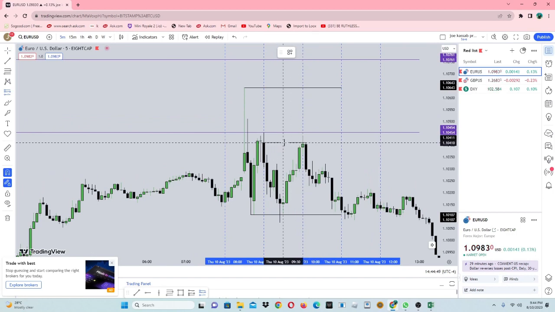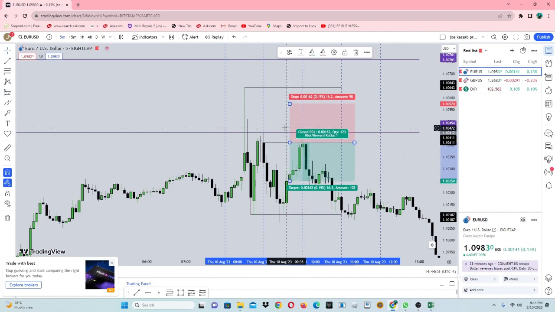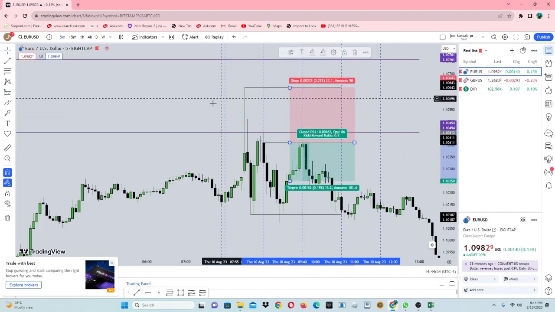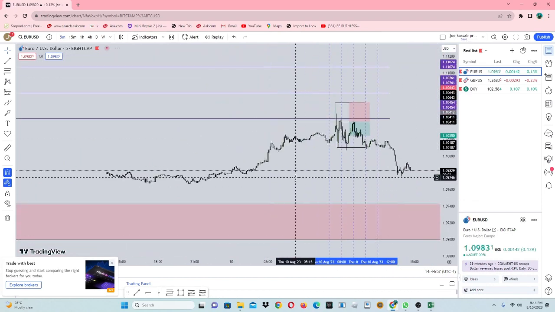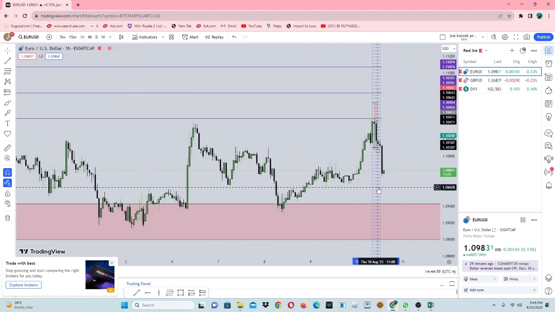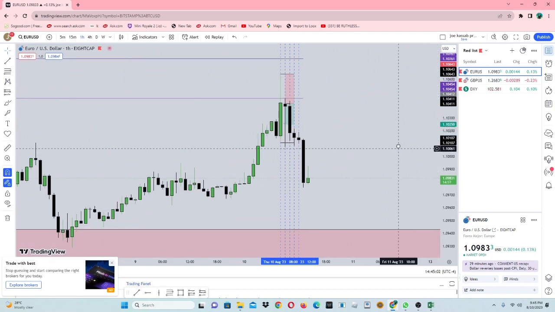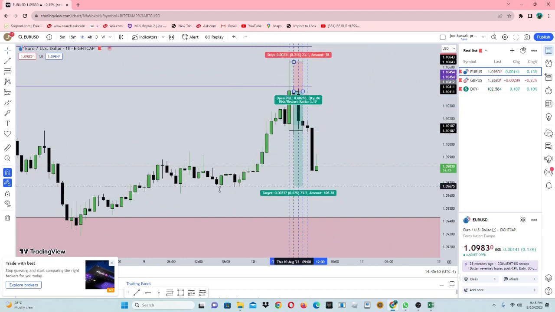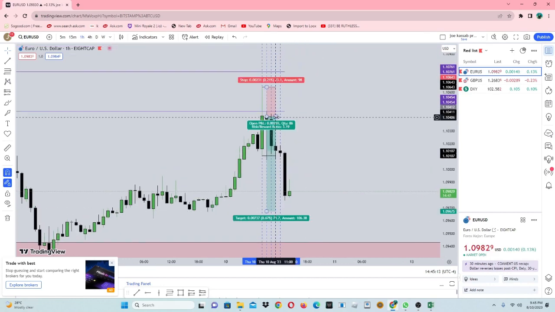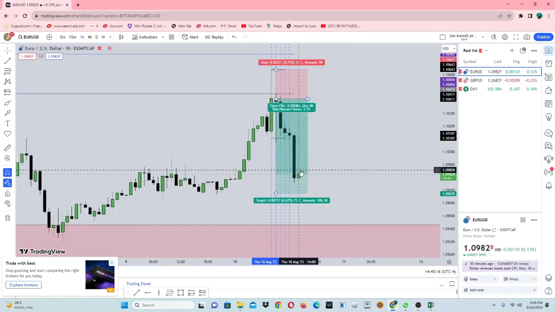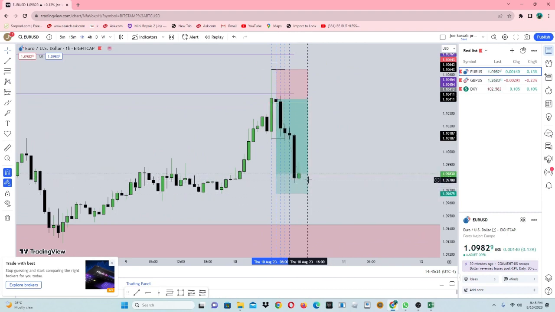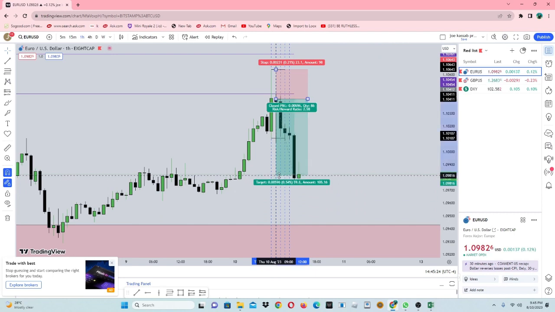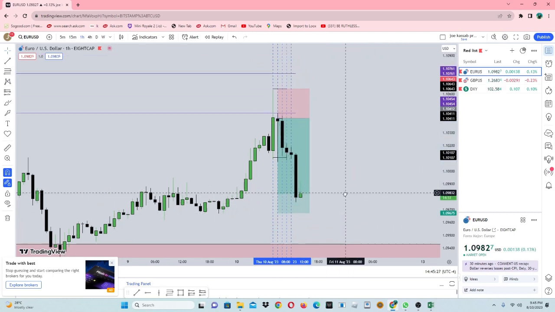So what could I have had? I could have had my entry right here, as you can clearly see, my stop loss above the swing, and I would have targeted my first swing low. So we have equal lows right here. This would have been my target for the day going into the New York session. As you can see, we are pushing lower. If we close at 4 p.m. without hitting our TP, I will be immediately closing my position.